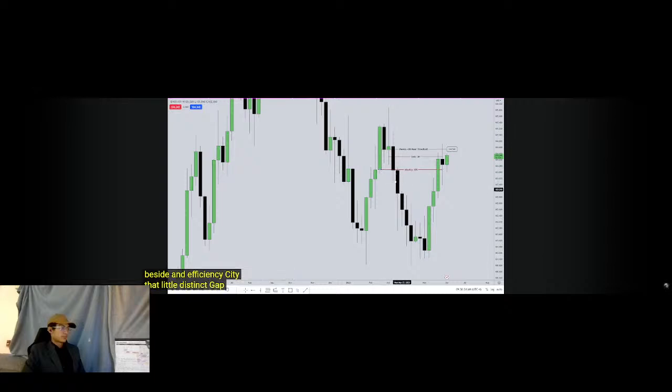That little distinct gap there stands out. If we were standing over here on the right of all this price action, look how fortified all these back and forth movements are here. All these candles moving back and forth over and over again inside of this range here.